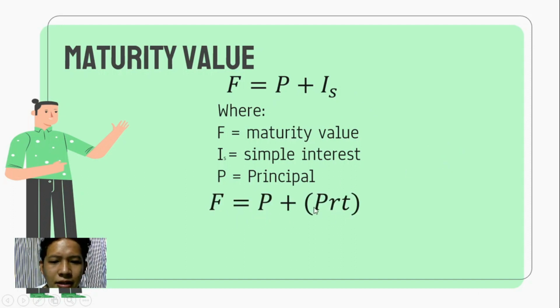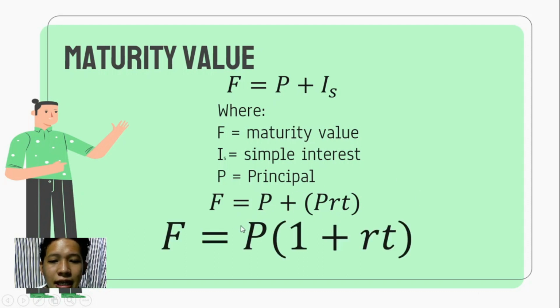And then, yung P natin is a common factor dito sa kabilang side ng equation. At pwede natin gamitin tong formula na to, which is F equals P times 1 plus RT, kung saan nilabas natin si P. So, ito pong formula na to ay ginagamit natin kapag hindi po natin alam yung simple interest natin. Pero kung alam natin yung amount ng simple interest natin, then pwede na po natin gamitin yung mas madali.